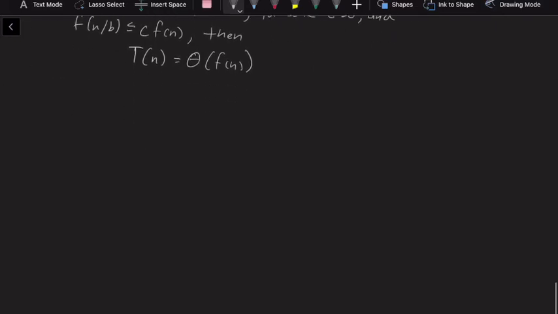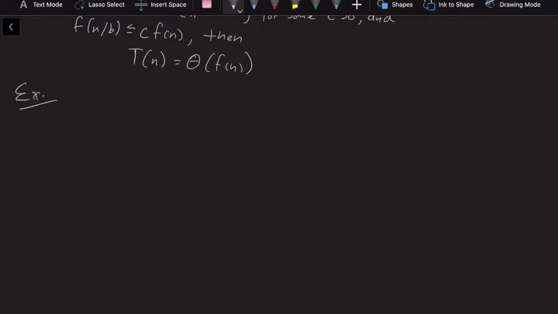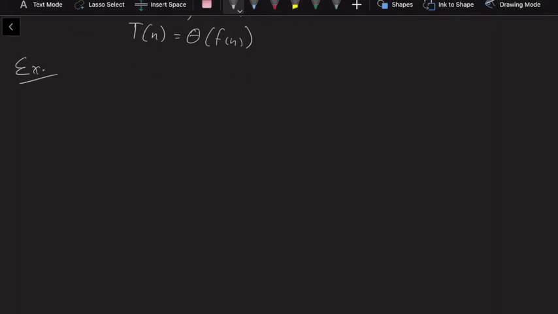So let's do some examples just to illustrate how we're going to be using this master theorem, because that's really what is going to be important. So let's say we have the example that we saw in MergeSort, right? So let's say T of n is 2 T of n divided by 2 plus theta of n. And we know what T of n is going to be. We know that the runtime is going to be n log n. So let's see how we use the master theorem there.